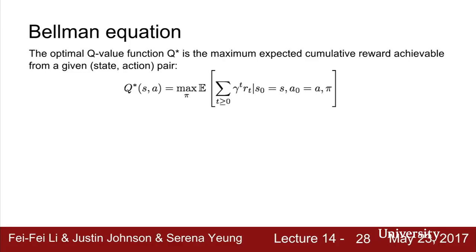Right, so then the optimal q-value function that we can get is going to be q star, which is the maximum expected cumulative reward that we can get from a given state action pair, defined here.